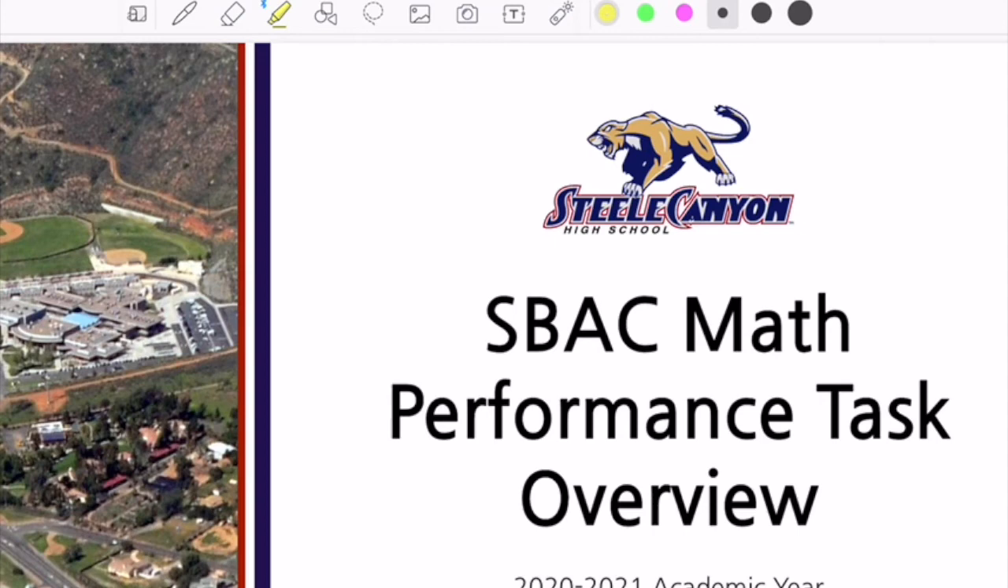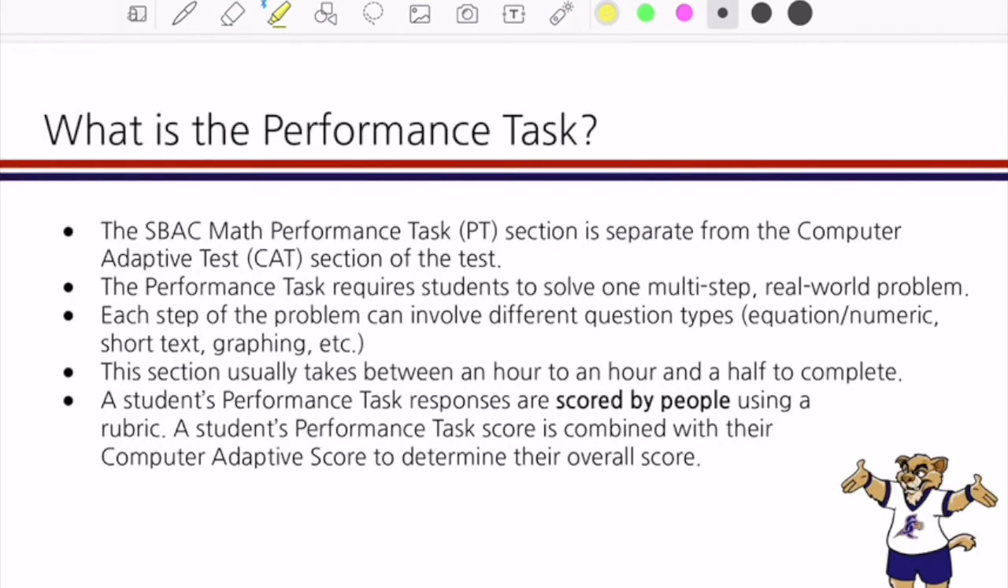Hi everyone, so today we're going to be going over an overview of the performance task part of the SBAC math test. So the performance task section is separate from the computer adaptive section of the test. Make a note on your papers for this one that you're going to be taking the performance task first when you take the test on Monday.